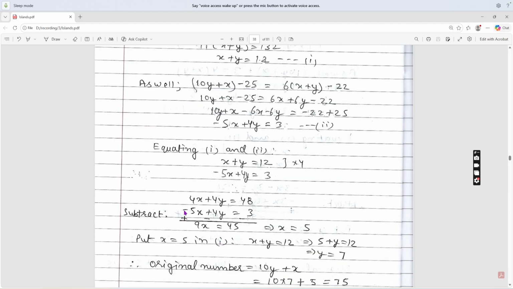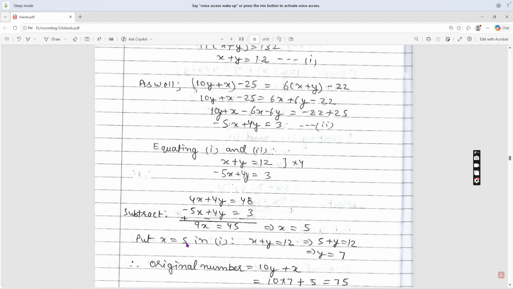Now we are going to subtract. This minus becomes plus, this plus becomes minus, this plus becomes minus. So 48 minus 3 is 45. Plus 4 minus 4 is 0. Plus 4 plus 5 is plus 9x. So x is equal to 45 upon 9, that is equal to 5.